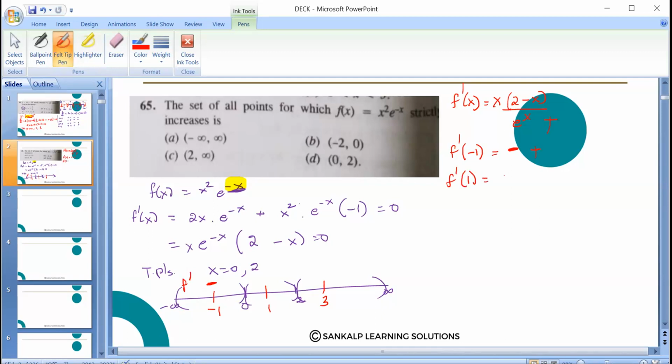When you put x as 1, x is positive. When x is 1, 2 minus 1 is positive. So f dash is positive. When you put x as 3, x is positive, 2 minus 3 is negative. So f dash is negative. That means f is decreasing, increasing, decreasing. So decreasing interval we need not see. We have to see increasing interval 0 to 2. That is option 2 is correct. Option D, not 2.